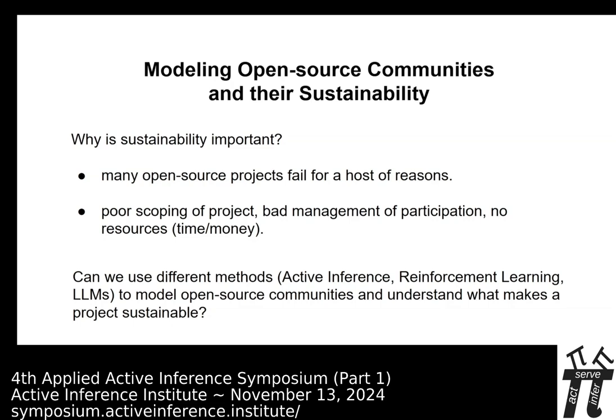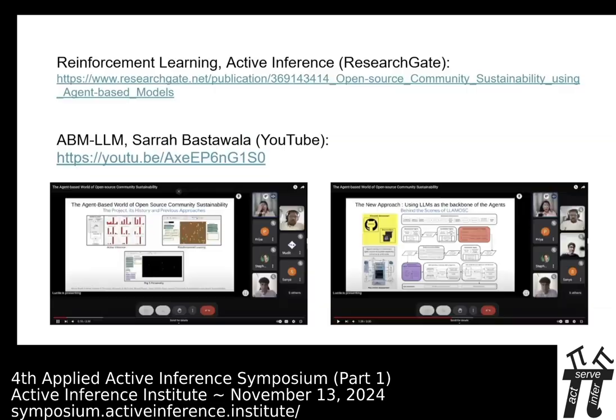We were trying to do too many things. We were trying to do too few things. We might have bad management or a lack of participation, or we might have no resources in terms of time or money. So those are all things that we want to be able to figure out how to manage at a reasonable level. And to do that, we have to understand sustainability. So in these models that we've built, we use different methods, including active inference, reinforcement learning, and large language models, to model open source communities and understand what makes a project sustainable.